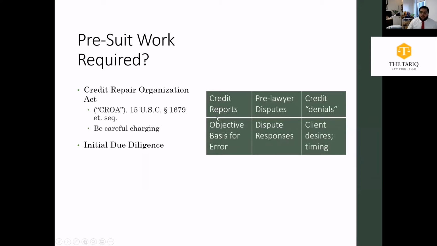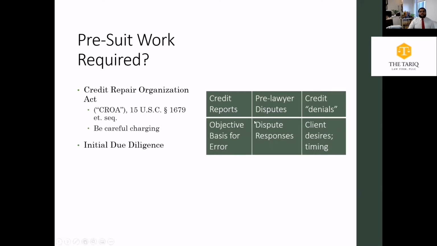How is the trade line appearing on the credit report? Is it showing that something is past due? Is it showing that there's a balance owed? Is it showing that the payment history is inaccurate? It's important that we see those credit reports to identify what's going on.